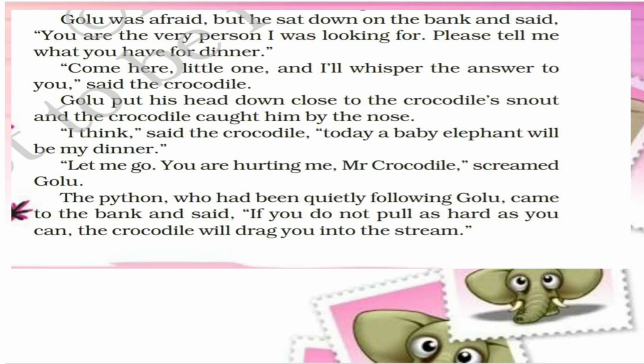So children, after asking the question, have you ever seen a crocodile, the crocodile replied, okay, I am only the crocodile, you come closer to me. Then he was quite afraid, but he tried to sit down at the bank of the river. Then he said, oh, okay, you are the only person I was looking for. Please tell me, I have one question for you, what are you going to have for dinner? Then the crocodile replied, come closer to me, I will tell you in your ear.